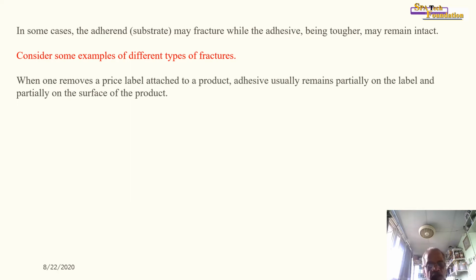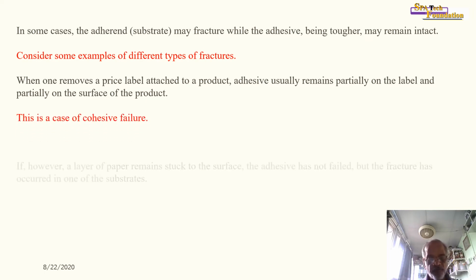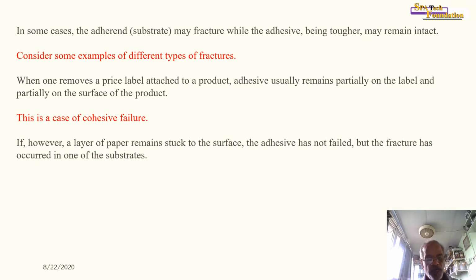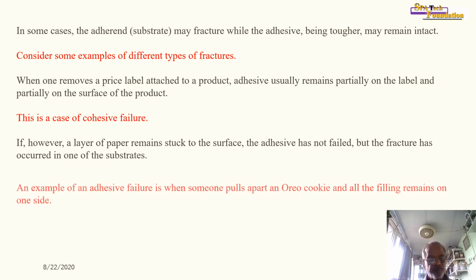When one removes a price label attached to a product, adhesive usually remains partially on the label and partially on the surface of the product. This is a case of cohesive failure. If, however, a layer of paper remains stuck to the surface, the adhesive has not failed, but the fracture has occurred in one of the substrates.